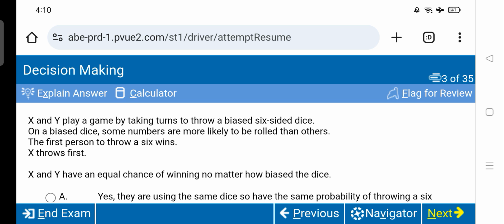Next question we have, X and Y play a game by taking turns to throw a biased six-sided dice. On a biased dice, some numbers are more likely to be rolled than others. The first person to throw a 6 wins. X throws first. X and Y have an equal chance of winning no matter how biased the dice.